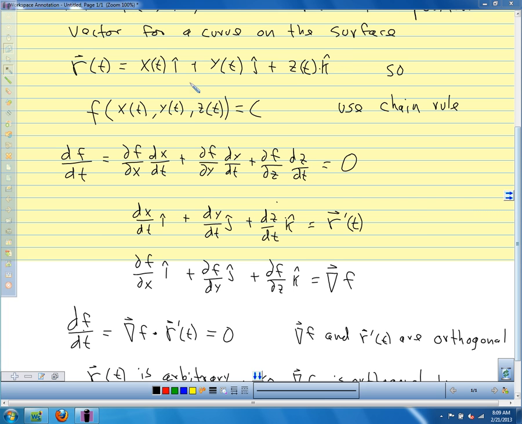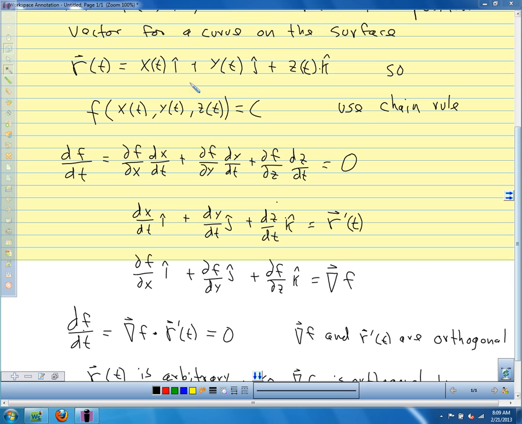But doesn't del f also point in the direction of motion? No, del f points in the direction of the maximum rate of increase of f. Then how come in the last problem you said that it points in the direction of motion? Because the direction of motion was in the direction of the maximum temperature increase. That's what we wanted to happen. So would they not be orthogonal in that form? In the heat-seeking particle problem, no.